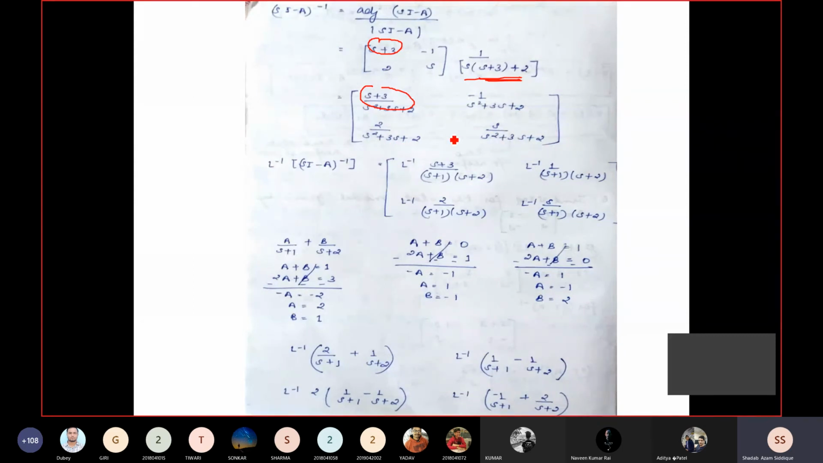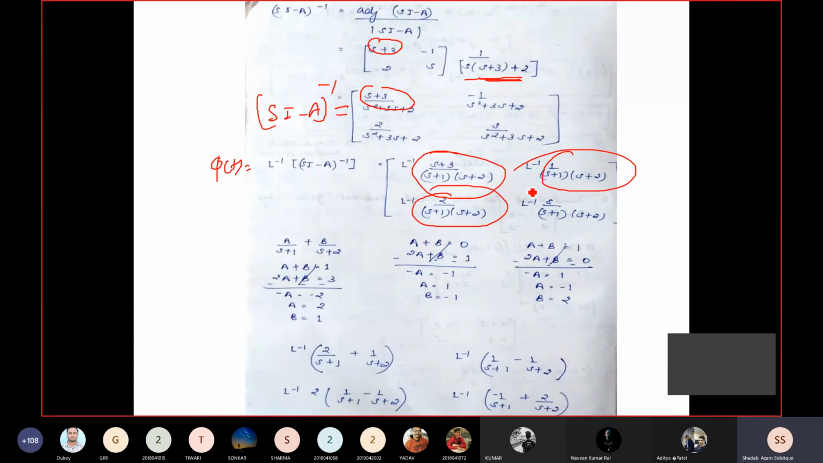Now this is still (sI minus A) inverse, not the solution. This is (sI minus A) inverse only. Now what is phi of t? Phi of t is nothing but the Laplace inverse of this. So the Laplace inverse of this matrix means the Laplace inverse of each individual element. You try to find the Laplace inverse of each.